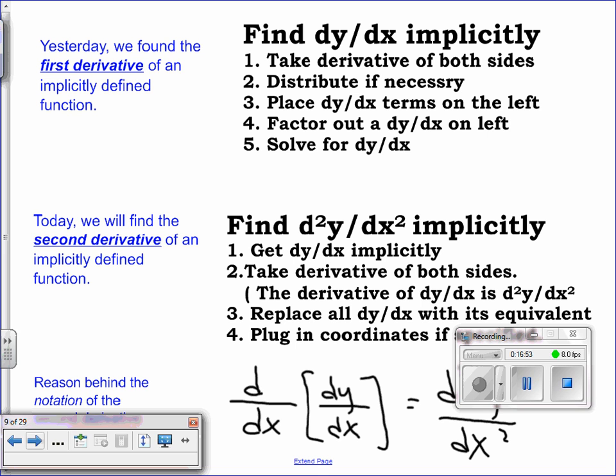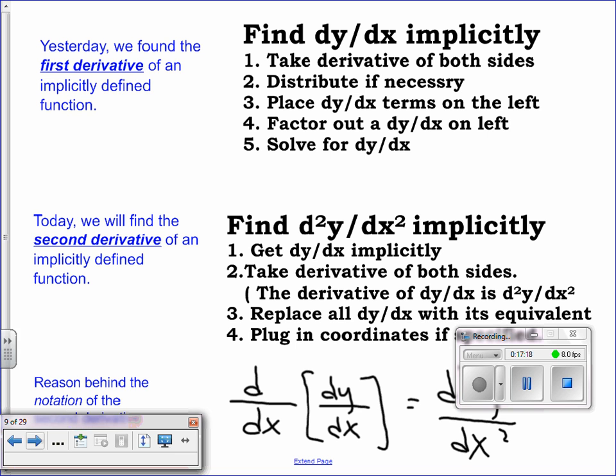So yesterday we talked about how to find the first derivative of an implicitly defined function, and today I want to talk about getting the second derivative. That's easy. So the first step to get the second derivative is get the first derivative, so everything we learned about yesterday. Then, if you have the first derivative, what do you have to do to it to get the second derivative? Take the derivative of that.